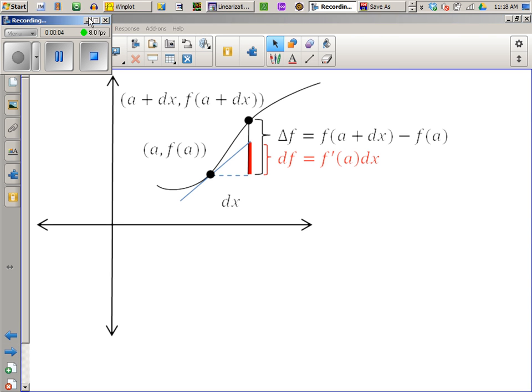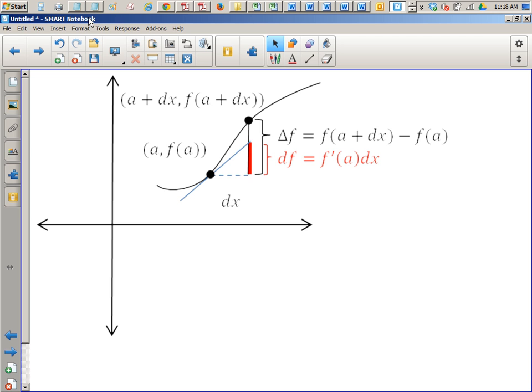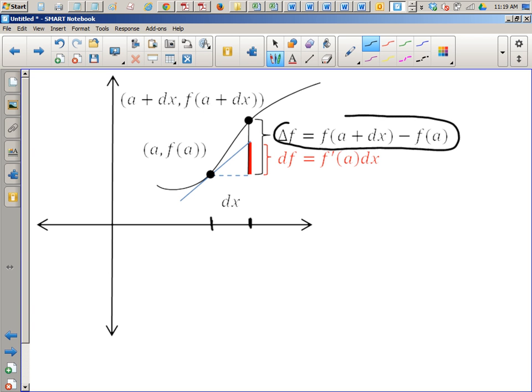All right, so in this drawing that you copied down, basically there's two things going on. The curve is rising as you go from the point a, f of a, to the point a plus dx, f of a plus dx. So you can see the curve actually jumped. We call that delta f. And to find the gap, the rise here in black, you would simply find the y value, f of a plus dx, and the y value, f of a, and subtract them.